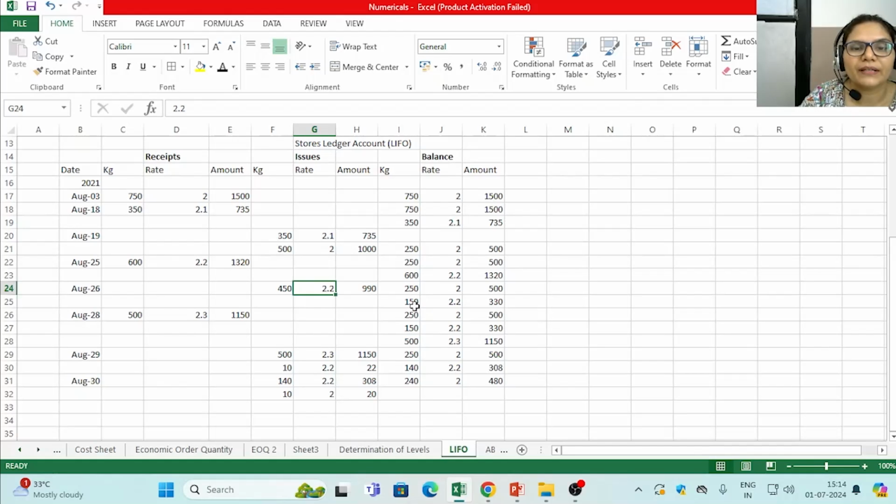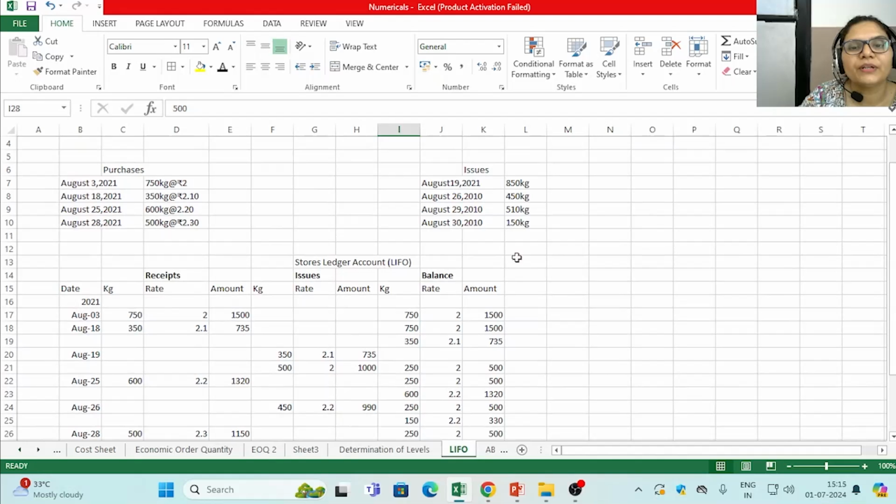Now I will note down the balance. First of all, I will note down the previous balance, 250 at the rate of rupees 2. Then out of 600 I have issued 450 on the August 26 date. So I will write 600 minus 450 will give you 150. Now for August 28, there were fresh purchases done of quantity of 500 at the rate of rupees 2.3. On August 28, first of all, I will note down these previous balances. Then I will note down these fresh purchases which have been done on August 28.